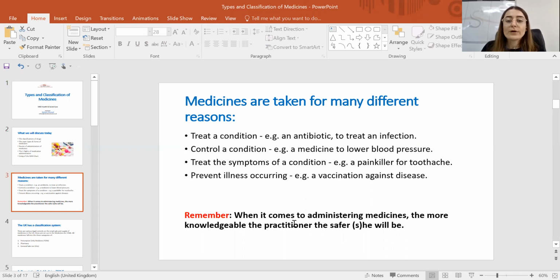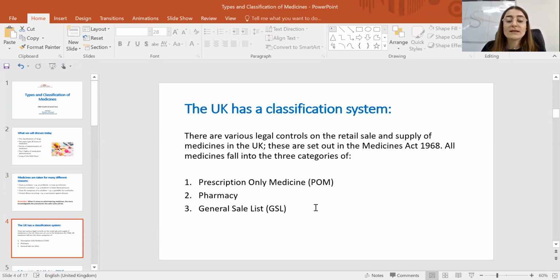As a healthcare worker or carer, remember, when it comes to administering medicine, the more knowledgeable the practitioner, the safer he or she will be. That's why in the UK, there's a clear classification system for medicines. And there are various legal controls on the retail sale and supply of medicines in the UK. All these classification systems and legal controls are set out in the Medicines Act 1968.